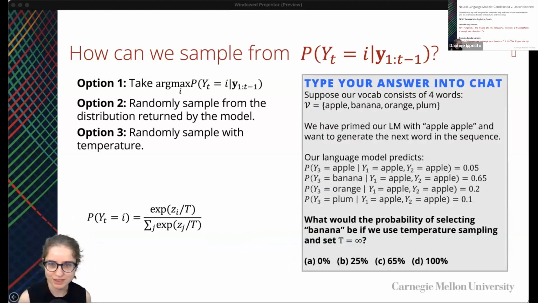Okay, so here is another question. I'll try not to answer it ahead of time for you guys. Feel free to put your answer in the chat.